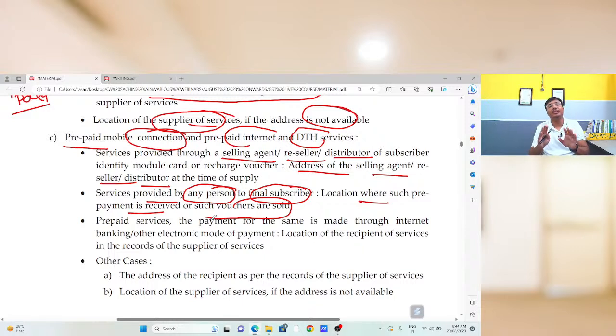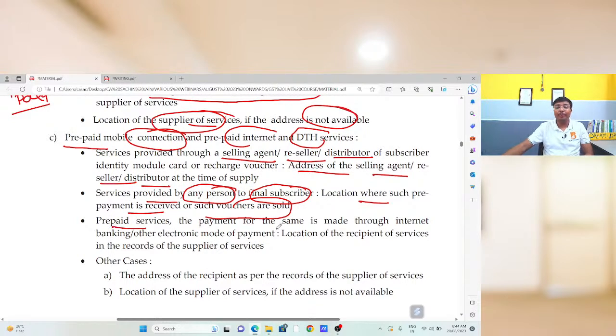Suppose one person is not registered as a selling agent or distributor of Bharti Airtel, but he is going to sell those vouchers and he is also buying these from someone else. In that case, the place of supply is where the vouchers are sold by that particular person.